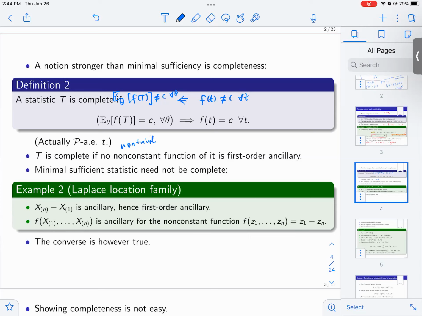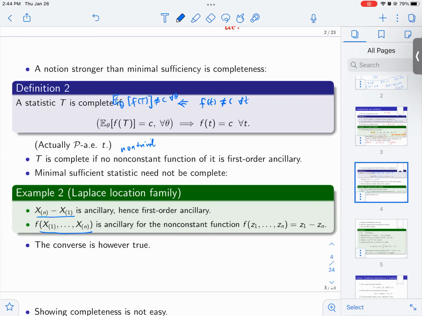So here's the example. You had the Laplace family, this is ancillary, and this can be written as a function of these. Just take the function that takes the n-tuple and subtracts, let's say, the first from the last. That function is definitely not constant. This constant again is almost everywhere P, so under the family it is not almost everywhere constant.